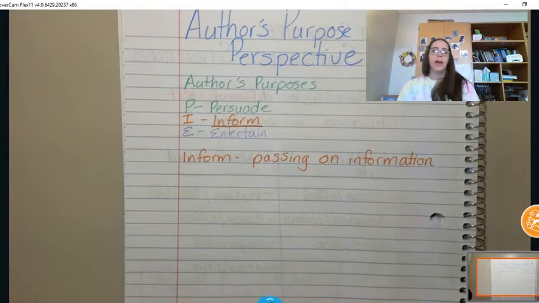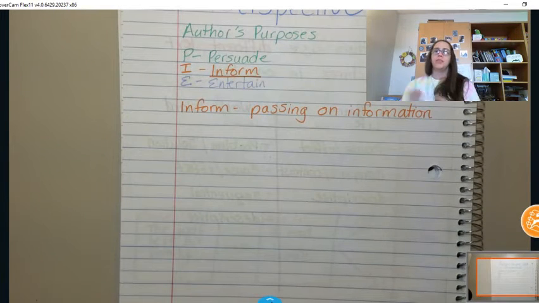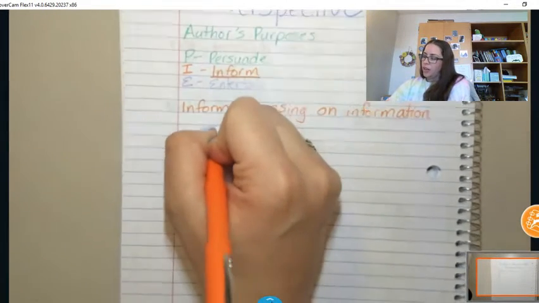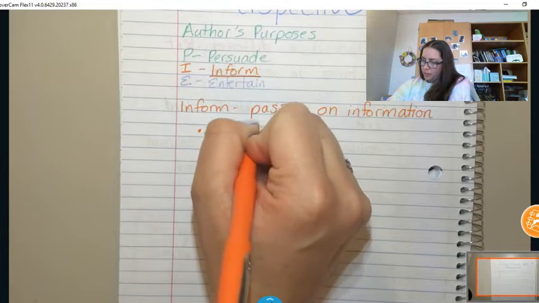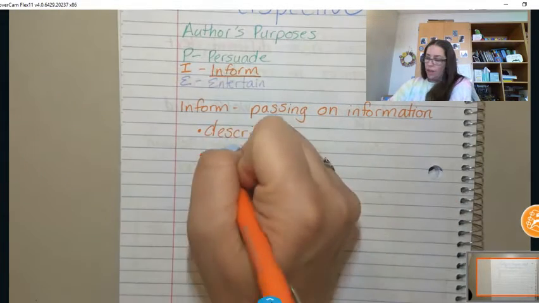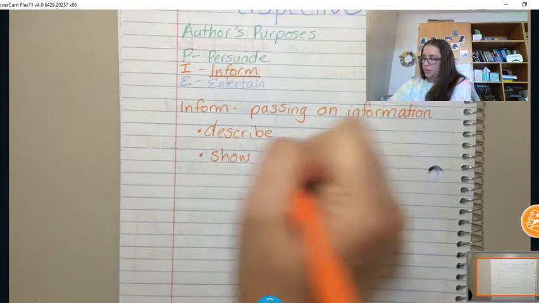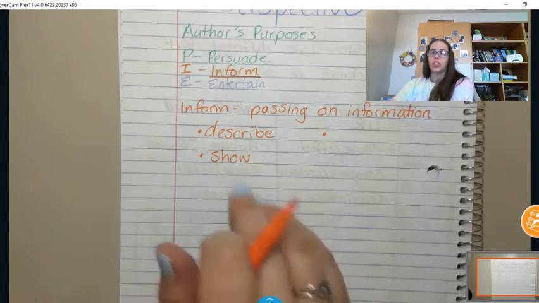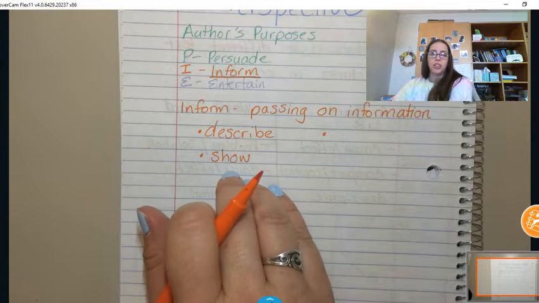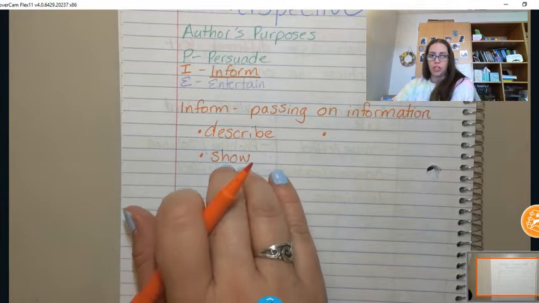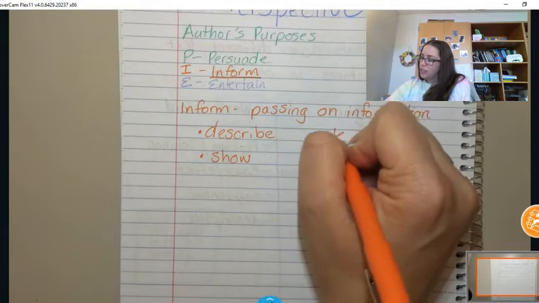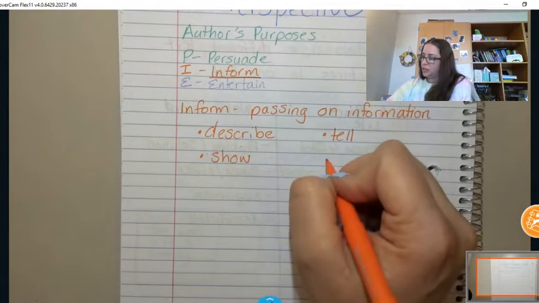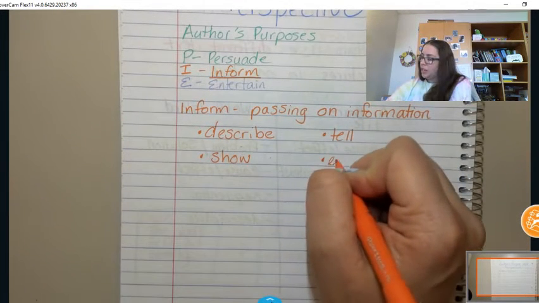Passing on information. When you pass on information, there's a couple of different ways that you can do that, and that's actually what we're really focusing in on with this author's purpose. An author can describe the information. The author can show you the information. Describe, that would be like word choice or descriptive text structure. Showing might be pictures or photographs or illustrations. They can just flat out tell you about it using their words. They can explain it to you.